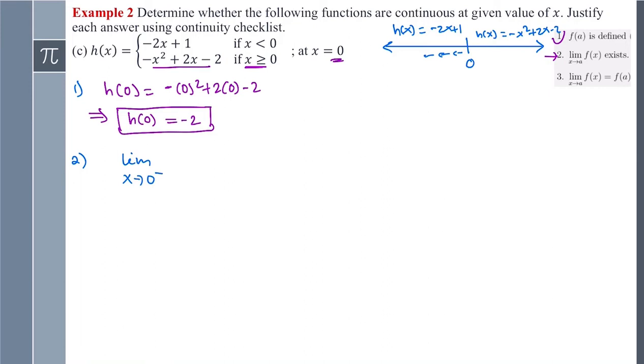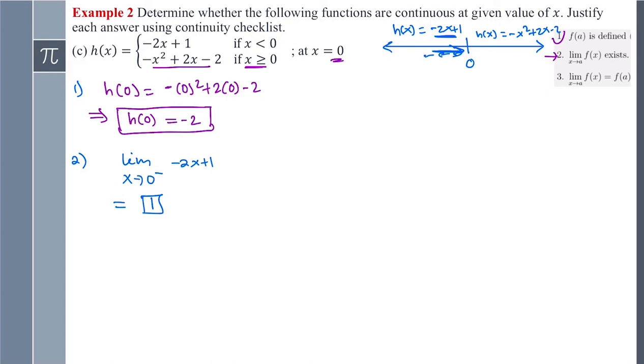Remember, we did this type of problem. When x approaches 0 from the left, we have to use this function to determine the limit. So it's negative 2x plus 1, which is, when I plug in 0, I get 1. So that's the left side limit.